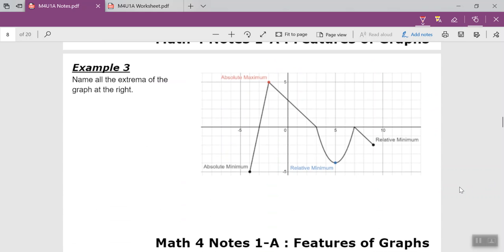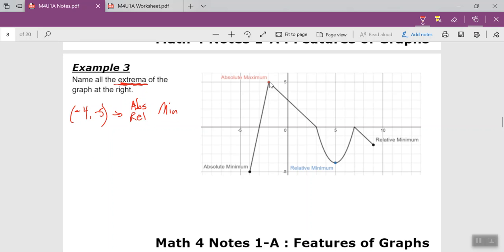Name the extrema. That is the fancy term right there for all four of what we just did: the absolute minimum, the absolute max, the relative min, the relative max. So let's see now. Let's say that, first of all, this point over here qualifies as both an absolute and a relative minimum. That is the point -4, -5. It is an absolute and a relative minimum.